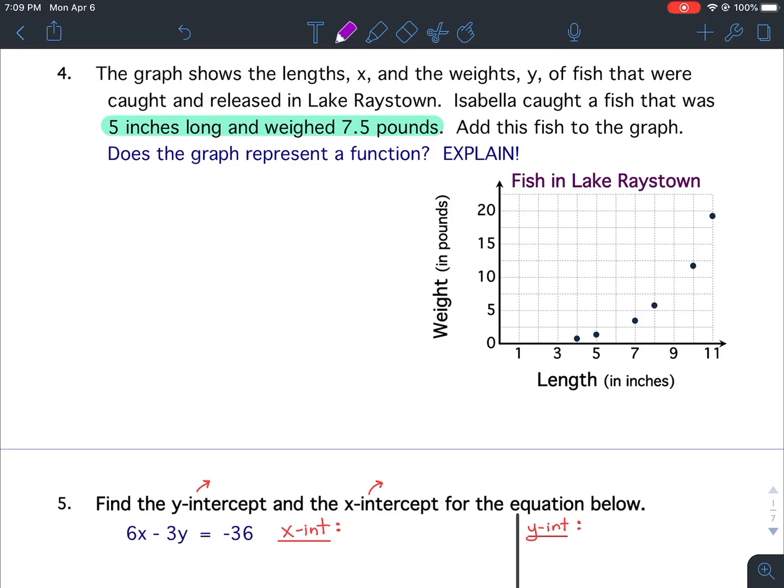All right, now before we get started, I know I had a fishing expert one time tell me that this made 0 sense, and you're right. It was supposed to say 7.5 ounces. So I get that this is not a possible fish for it to only be 5 inches long and weigh 7.5 pounds. So just don't worry about that part. Just know that we're going to graph it at 5 inches long and 7.5 pounds.